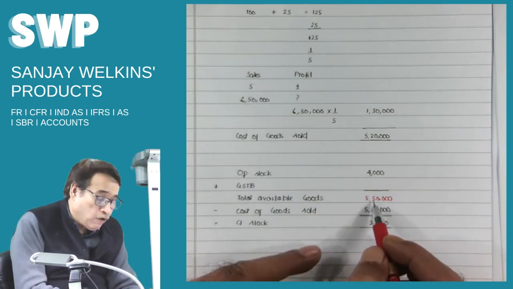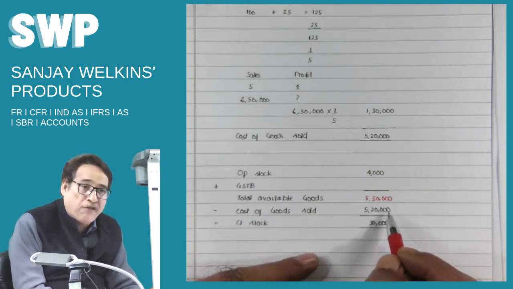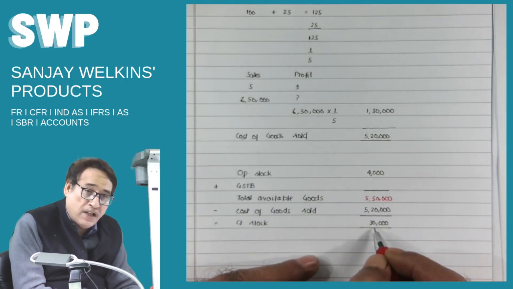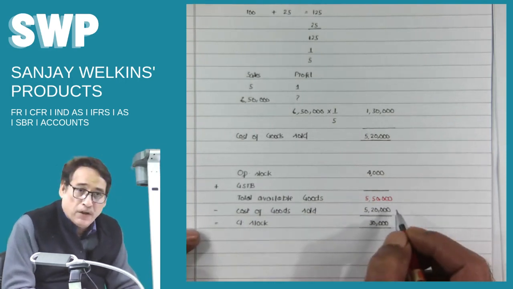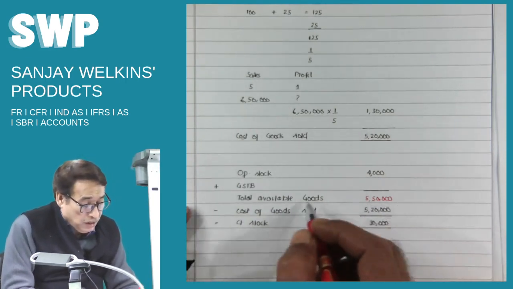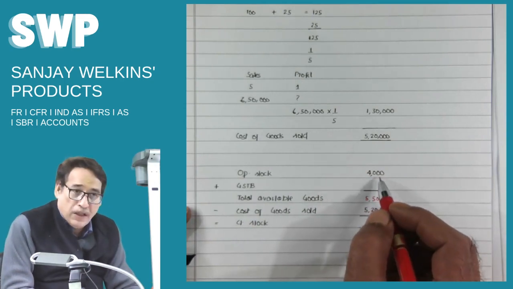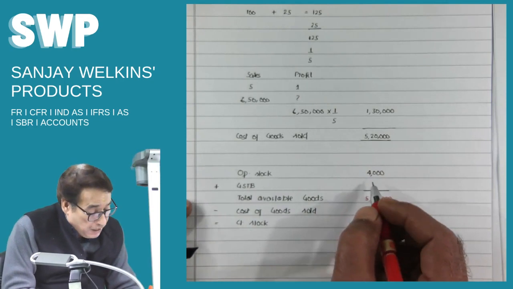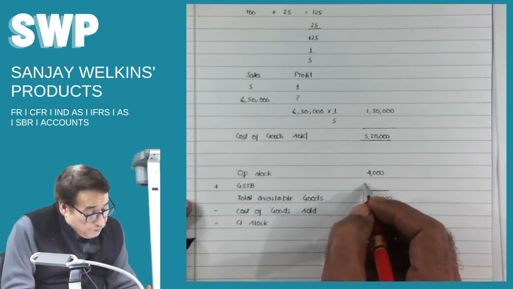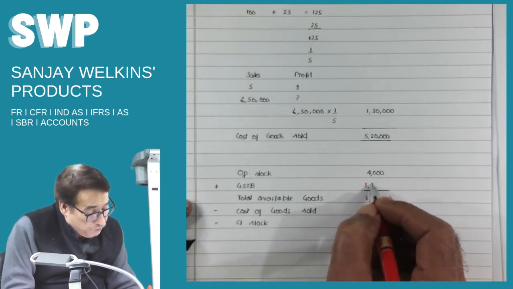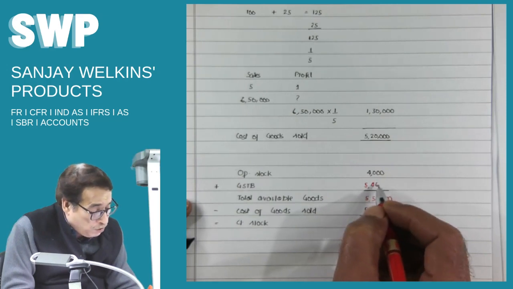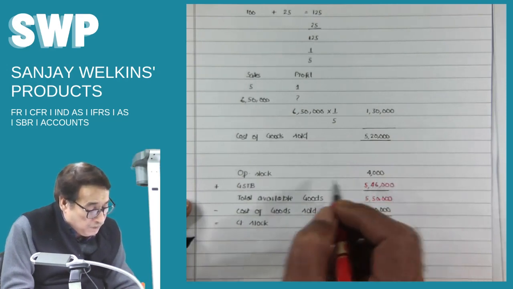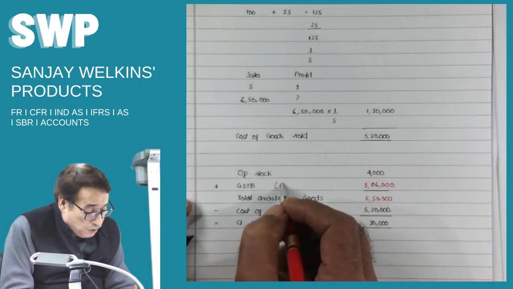Because from 550, if you subtract 520, then only you get 30,000. Are you getting my point or not? So you have got total available goods, and you had 4,000 in the beginning, and total available goods is 550. So that means 5,46,000 worth of goods must have been sent to you by the head office during the year. Is it clear to you or not?